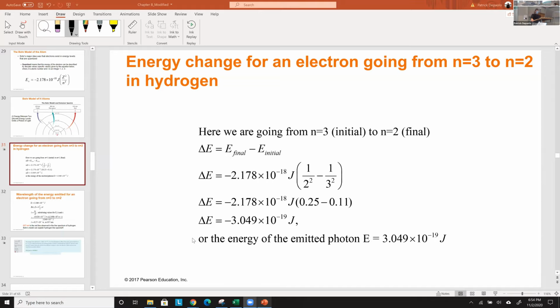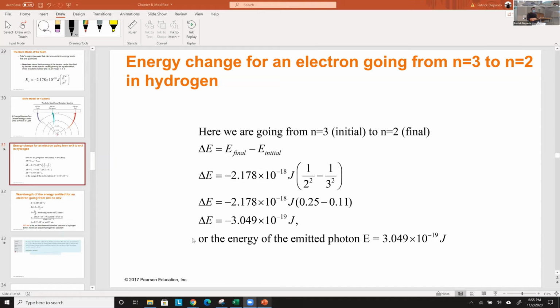All right. So delta E equals E final minus E initial. E final represents when N equals 2. E initial, actually, oh wait, what did I just say? Yeah, I said it right. E initial is when N equals 3, because it goes from 3 to 2. And this number is going to be negative because the system is losing energy, right? It's losing energy to visible light.